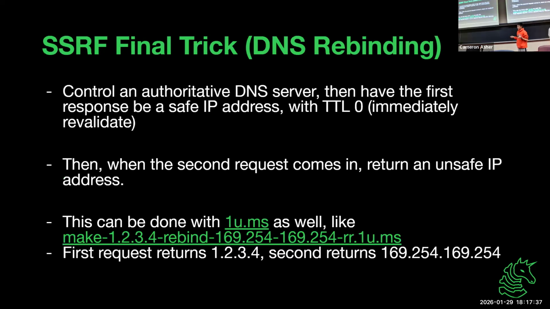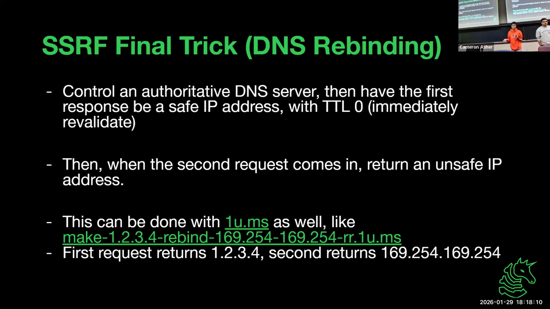But you can actually do this trick where you control an authoritative DNS server, so you have the full authority to declare what you want, and you have the first response be a safe IP address with TTL 0. So you say 1.1.1.1 with TTL 0. It says, okay, you're accessing something on the open internet, which is perfectly fine. But TTL 0 says immediately revalidate, never assume it can be cached. So when the second request comes into your authoritative DNS server, you say, now I will send you 127.0.0.1, and then it will send a request there.